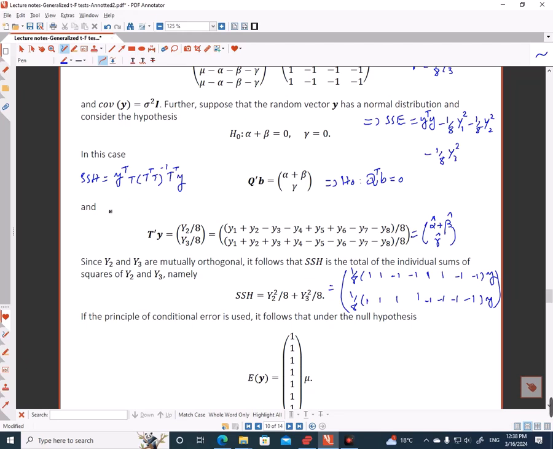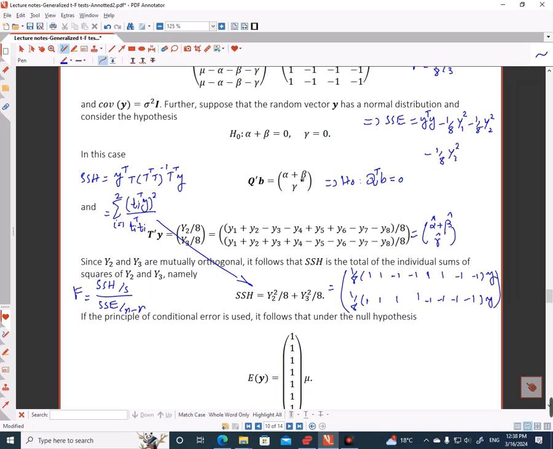So I can write it as the sum of (ti prime y) squared over ti prime ti, i from 1 to 2. So I can get it better. After some algebra, you can get it in this way, and we can then construct our F statistic: SSH divided by the degrees of freedom, over SSE divided by n minus r. The denominator is actually MSE.